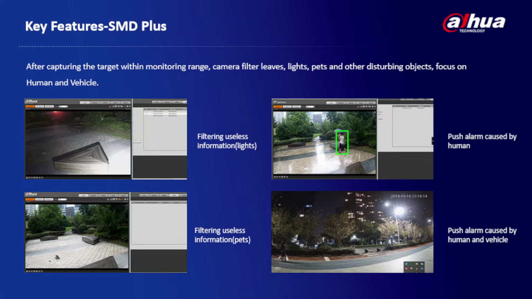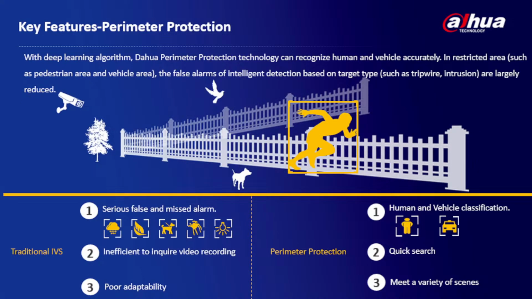Then on the right-hand side, in the second image, there is a push alarm caused by a human. There is the appearance of a human in the field of view, so the camera is detecting a human and it will generate an alarm for this. Then in the next image, there is a pet in the video, so it will not generate any alarm for this, it will filter it out. Then there is a vehicle in the last image, and for this also it will generate an alarm because we have enabled SMD Plus. Now let's move forward.